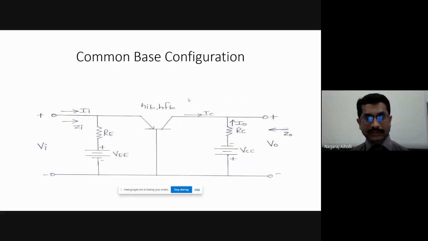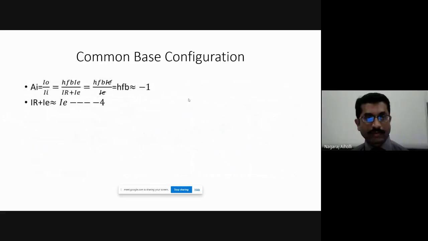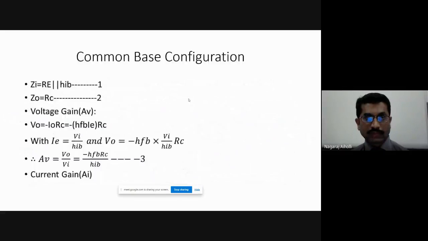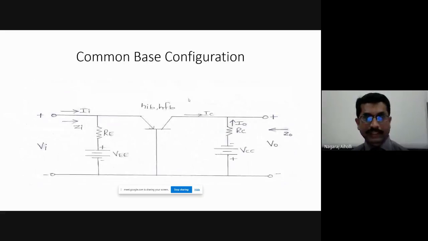Next, in the next class, I'll be picking up the common base configuration. Then we will derive the performance parameters and solve an example on the common base configuration. That I will take up in the next class.